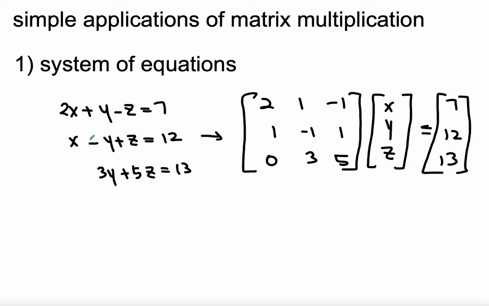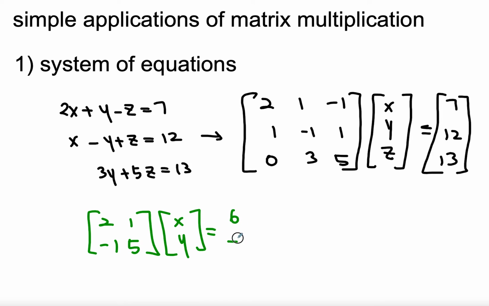So, as you can see, we can go from the system of equations to a matrix multiplication that represents the system of equations. Likewise, if I have a matrix multiplication, I can convert that into a system of equations as well. For example, let me try just a 2 by 2: 2, 1, and negative 1, 5, multiplied by x, y, and then 6, negative 2. What if I have something like this? This basically means 2 is multiplied to x, and 1 is multiplied to y, which will get us 6. So that means 2x plus y should be equal to 6.